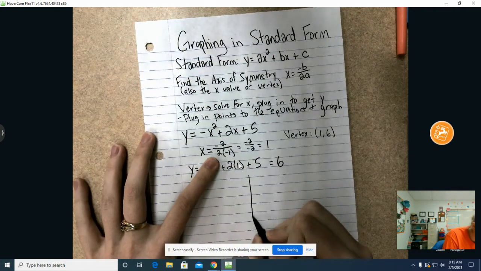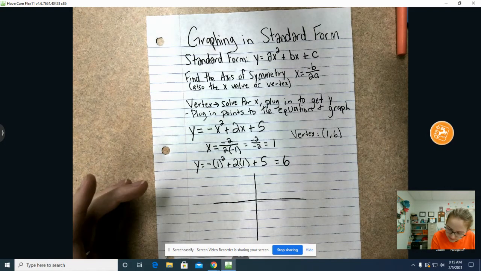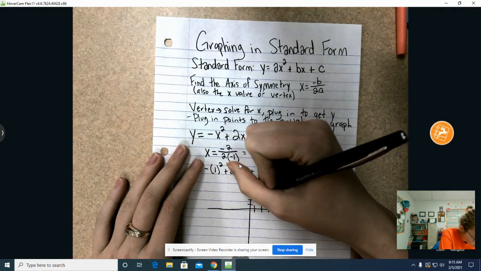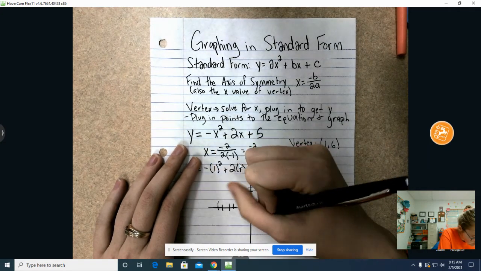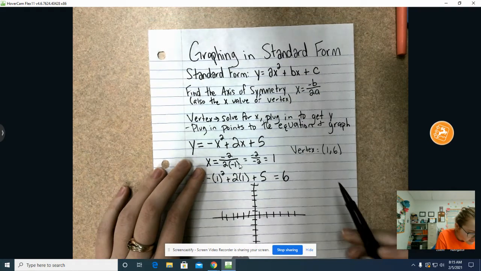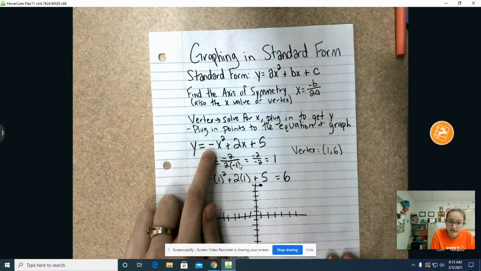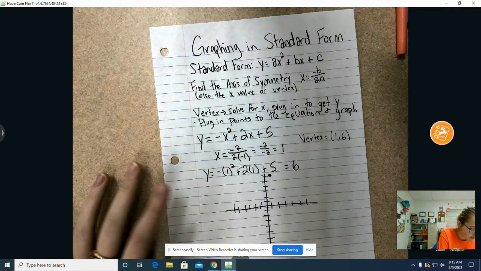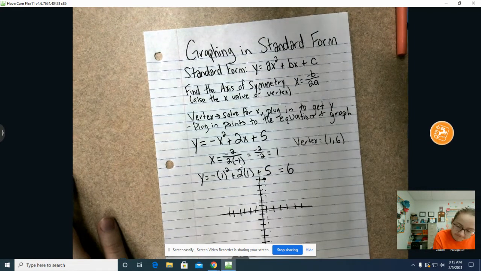So we'll make our little graph, and we're just going to sketch this one. So 1, 2, 3, 4, 5, 6. Our vertex is 1, 6. And our A is negative. So we learned if our A is negative, that means it's going to be opening downwards. So this is my axis of symmetry, remember. It will just help me estimate where some things might be.